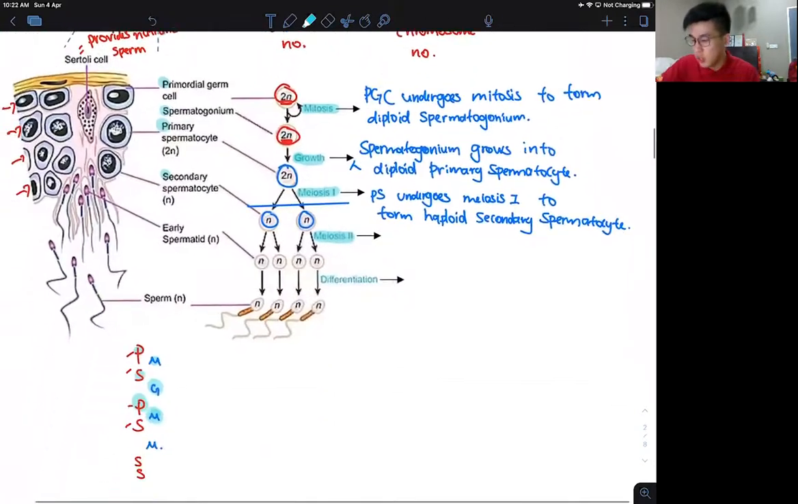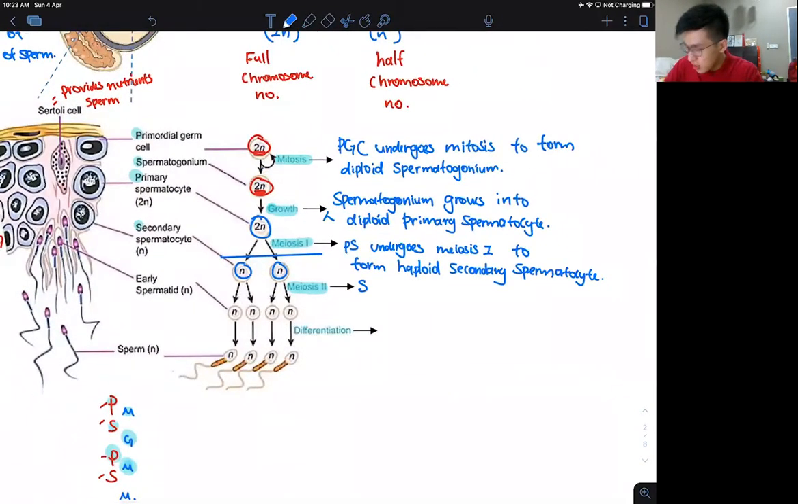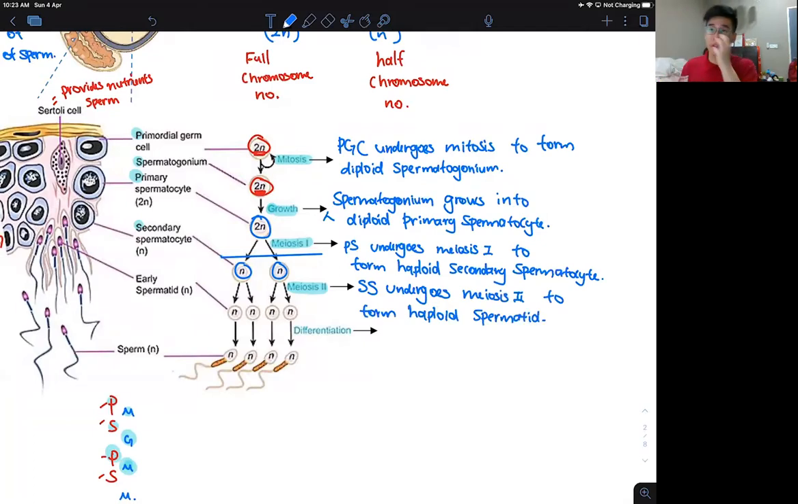So I just continue. Secondary spermatocyte, I write the short form here. Continue, undergoes meiosis 2 to form, again you can write haploid, spermatids. Okay, so now it's almost complete already. I'm almost becoming a sperm already. So now what I have is a spermatid.